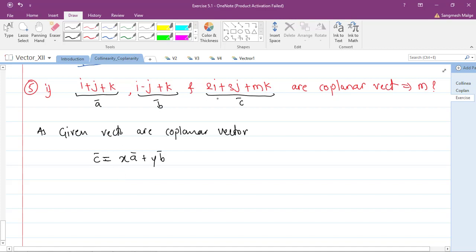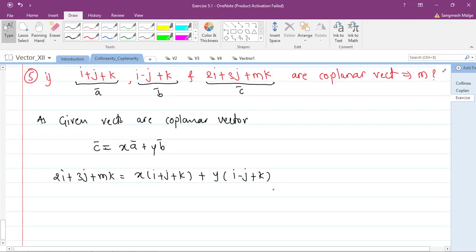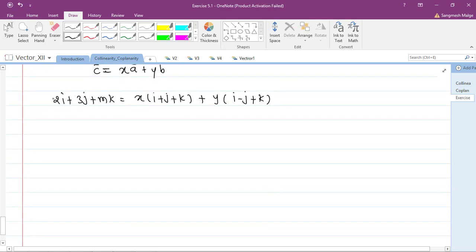C bar is equal to 2i plus 3j plus mk. This is equal to X A bar, which is X into (i plus j plus k), plus Y into (i minus j plus k). Now, vectors are the same, so equal means what? Equate the coefficients of i, j, k.